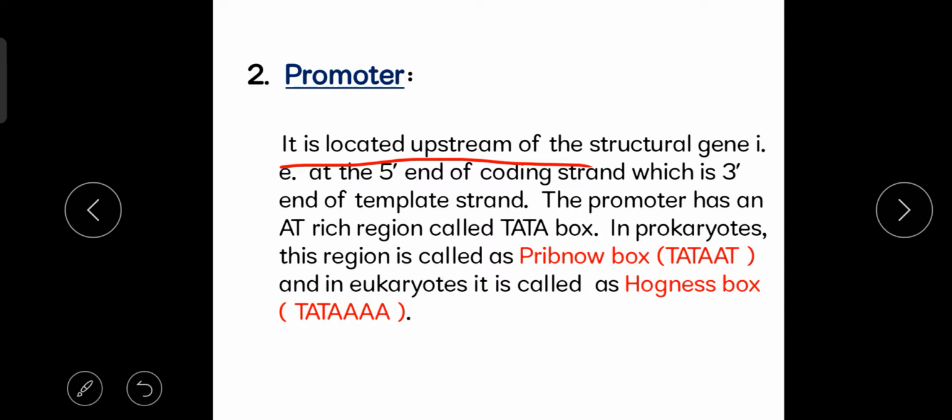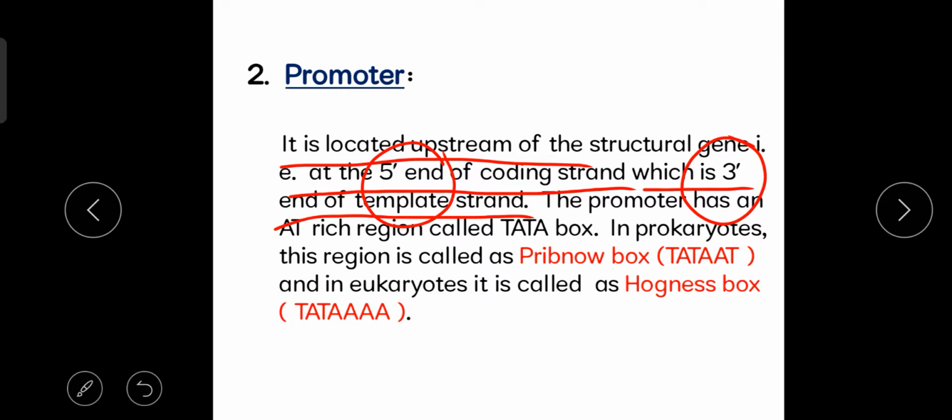That means at the 5 prime end of the coding strand, which is the 3 prime end of the template strand. That means in this double stranded DNA molecule, in the template strand, the promoter site is always present in the 3 prime end, and in the opposite strand, which is called the coding strand, the promoter always occurs in the 5 prime end. I will show you in the diagram later.